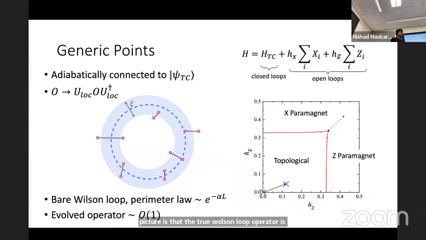Another picture is that the true Wilson loop operator is actually now a dressed operator supported on this finite width annulus. And the bare Wilson loop operator that we're measuring has exponentially small overlap with the true Wilson loop operator. In particular, that overlap decays exponentially with the perimeter of the loop. So because the signal associated with the Wilson loop operator is decaying exponentially with system size, that's what we mean when we say we have high sample complexity for characterizing the phase, because the signal that we're trying to detect corresponding to the Wilson loops is exponentially small.